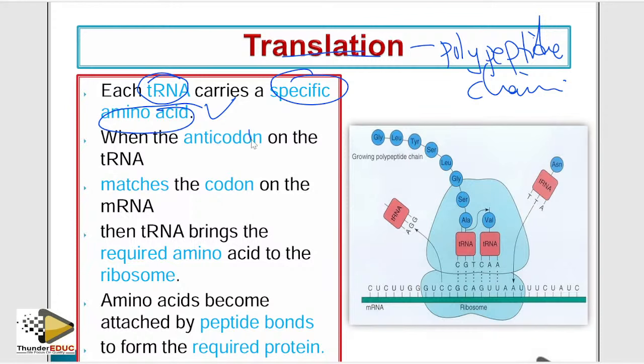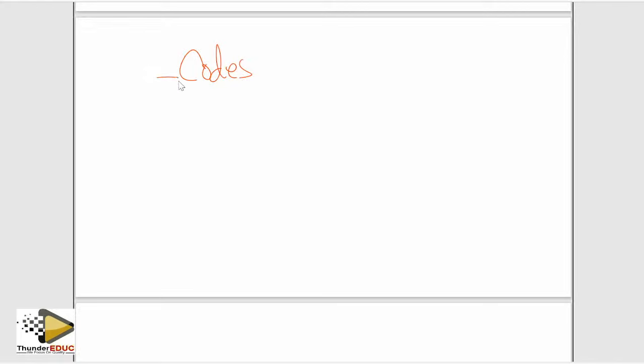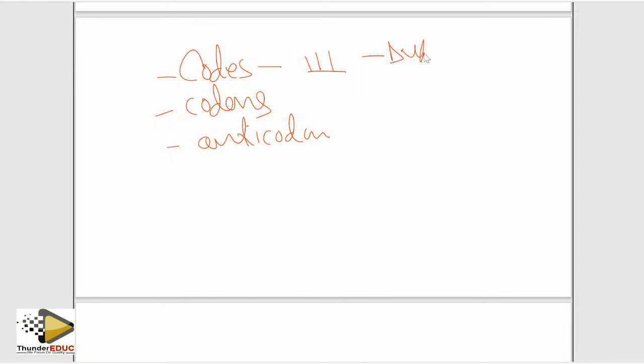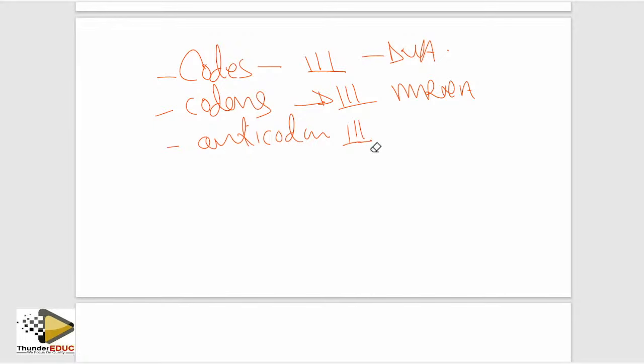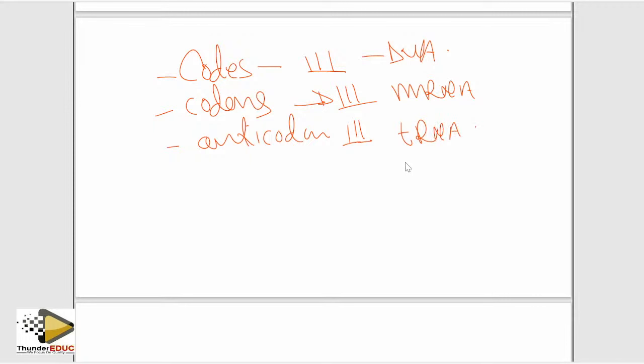So when the anticodon, we want to see the word anticodon. Remember that codons are the three bases found on the messenger RNA. We have what are called codes, codons, and anticodons. Codes are three bases on DNA, and then codons are the three bases on messenger RNA. And then the three bases on the transfer RNA, we call them anticodons. Yes, tRNA, so we call them anticodons.